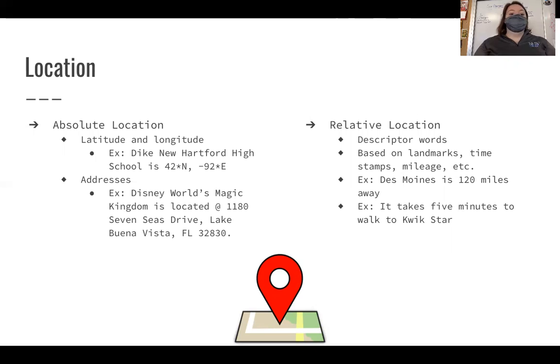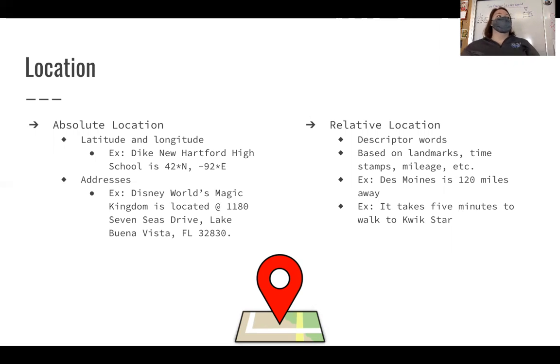We use things like latitude and longitude to measure absolute location because it is the exact point on our continental grid in which a place is. So for example, Dike New Hartford High School is at 42 degrees north, negative 92 degrees east. That is its latitude and longitude exact position in this world.